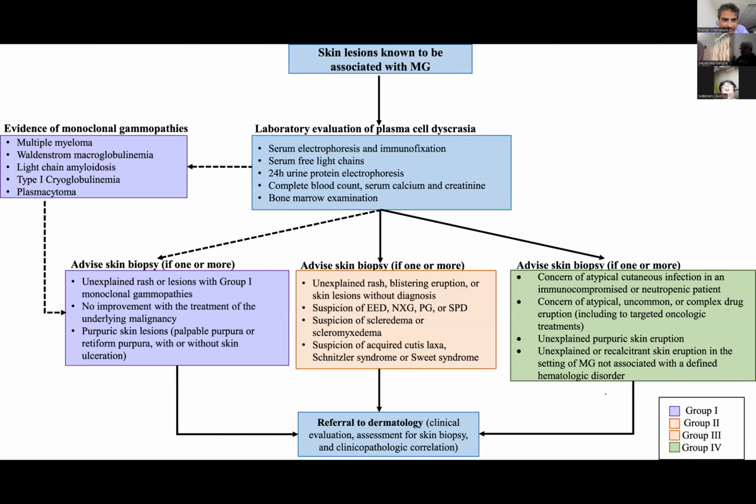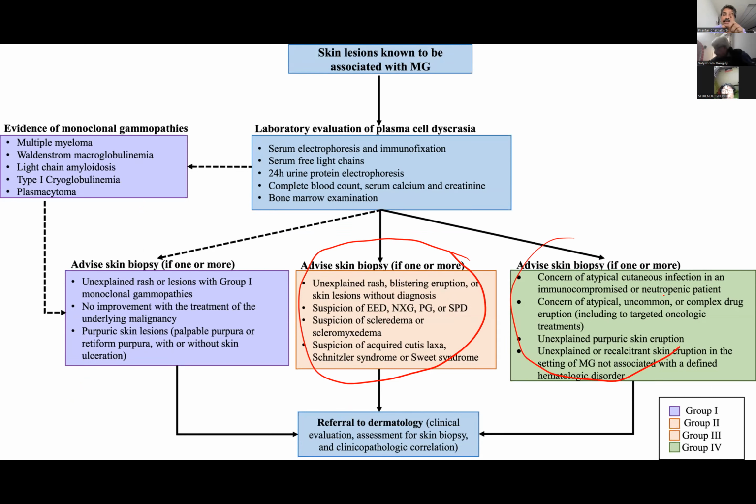Skin lesions. Evidence of monoclonal gammopathies and diseases ruled out. Skin biopsy. If you can't find anything there, then you can suspect the other rare diseases. And if you're not confident, refer it to a dermatologist. But tell the dermatologist that you're suspecting a monoclonal gammopathy associated disease, because they also might not know.